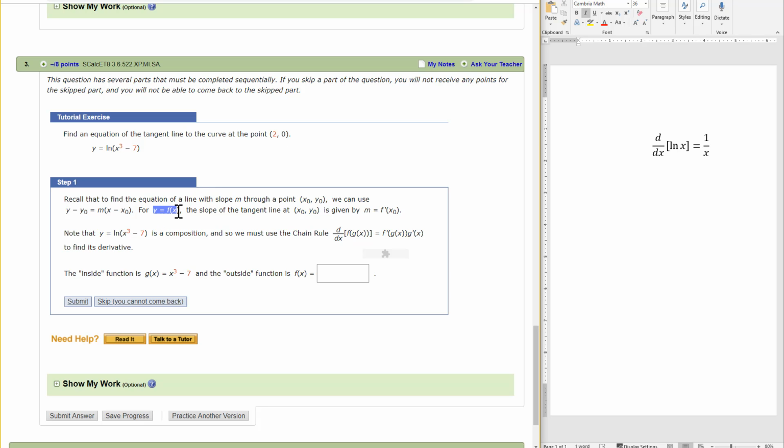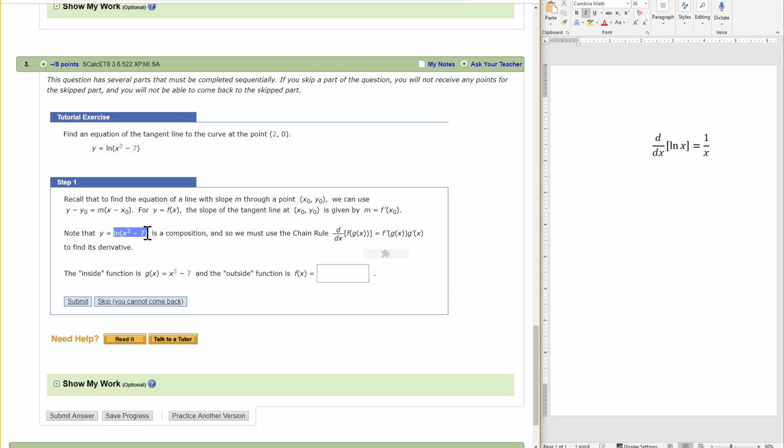If you have the point and your function, we want the slope of the tangent line. The slope is actually going to be given by the derivative f prime of x evaluated at the x value of the point, x naught. So what we want to do is find the derivative of our function. This is our function, y equals ln of x cubed minus 7, and after we get that derivative, we evaluate it when x is equal to 2.